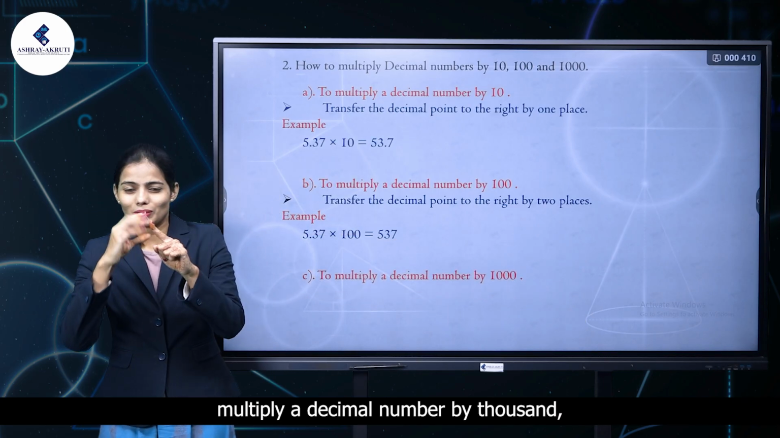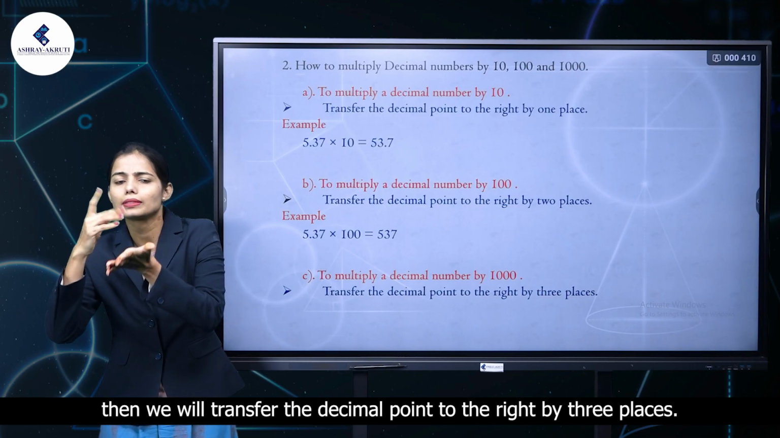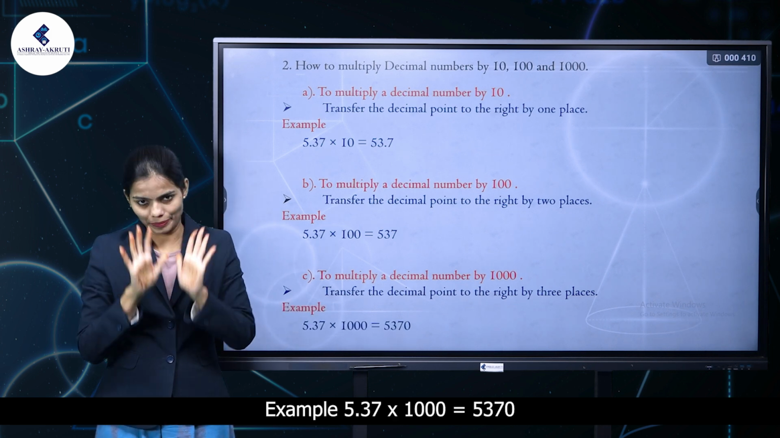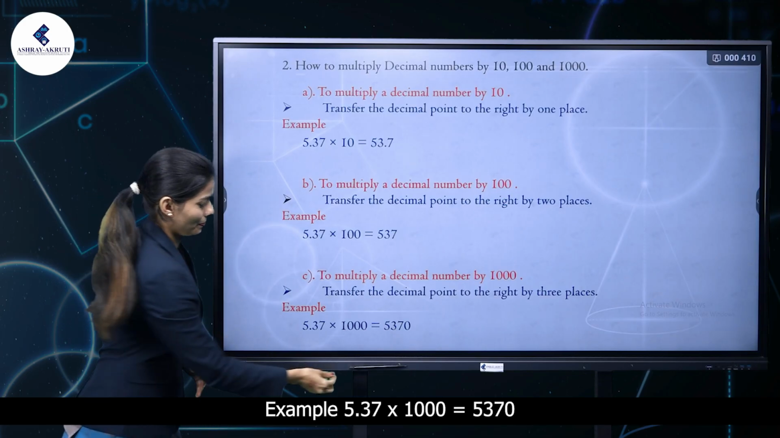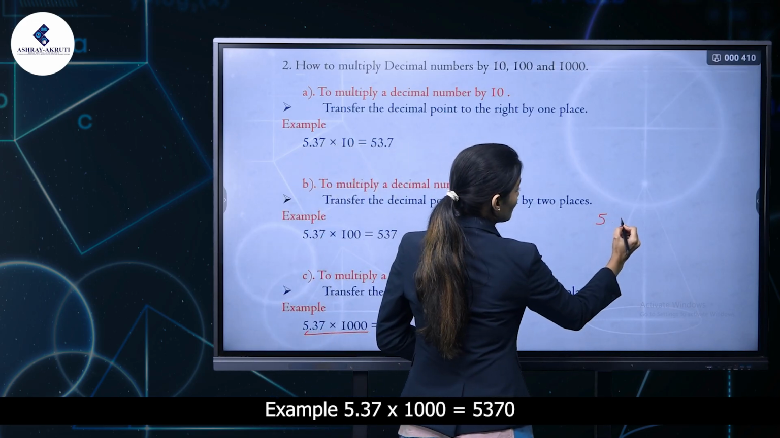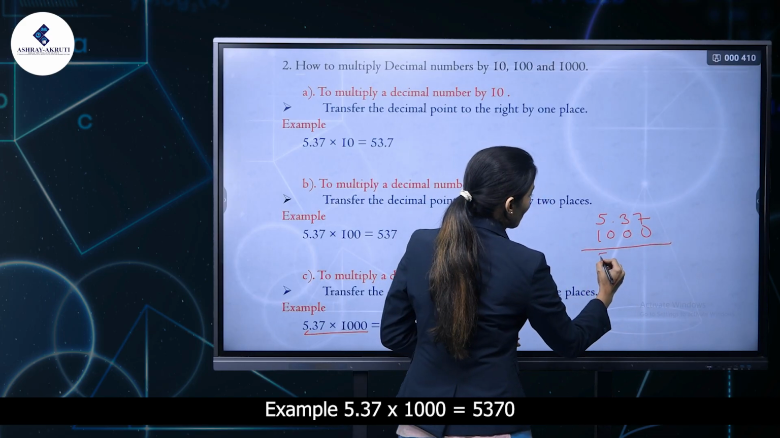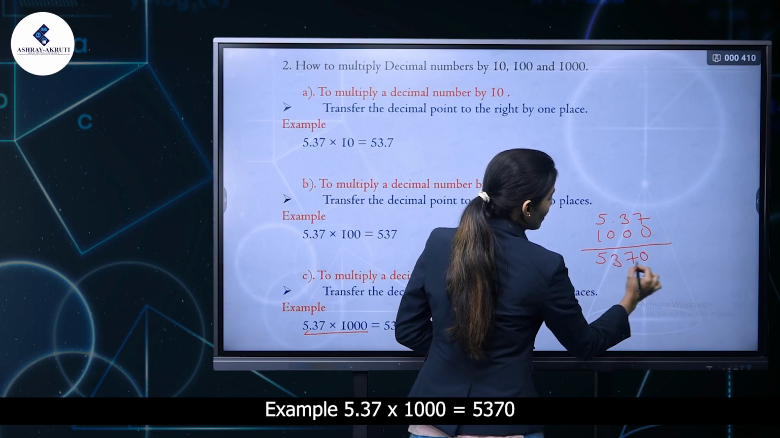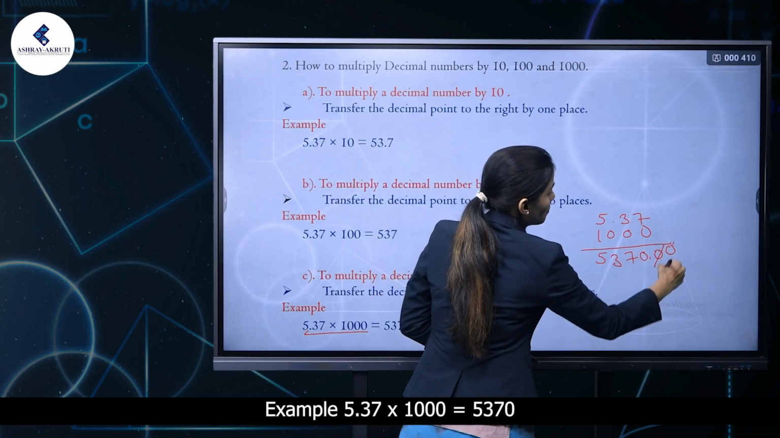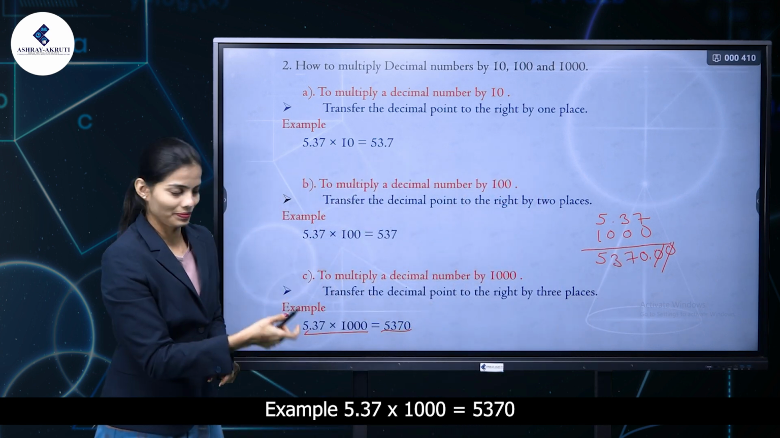If we have to multiply a decimal number by 1000, then we will transfer the decimal point to the right by three places. Example: 5.37 into 1000 is equal to 5370.